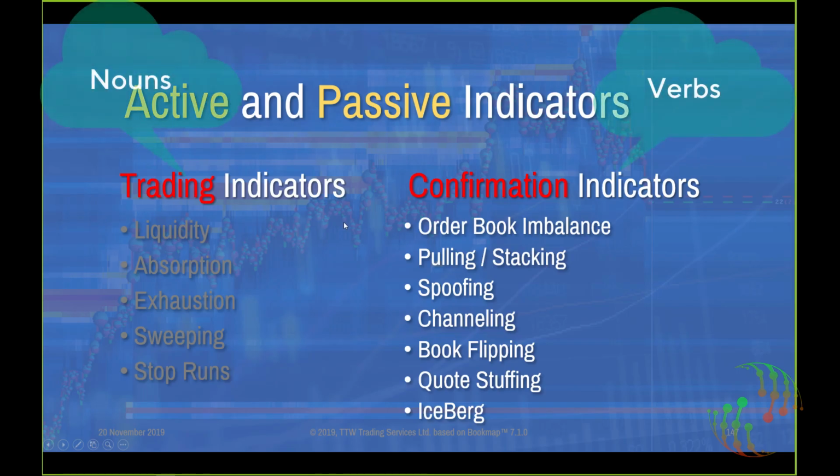Okay, great. Now we have talked about liquidity, absorption, exhaustion, sweeping and stop runs. What we will do next are the confirmation indicators. That means these are the verbs of the market: order book imbalance, pulling and stacking, spoofing, channeling, book flipping, quote stuffing, icebergs or iceberging. I think we have talked about most of these verbs. So we will go through them to complete this chapter, this topic about the active and passive indicators. Do you have some questions so far?